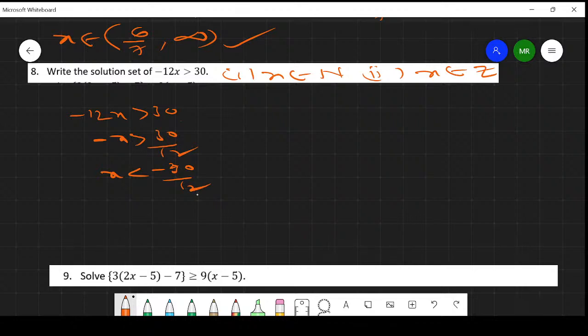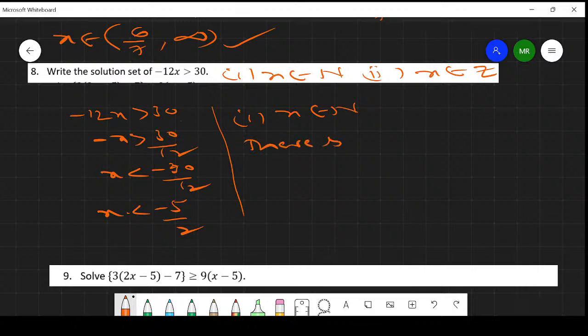This will be 5 by 2. X less than minus 5 by 2. But in case 1, you can observe here, x is a natural number. When x is a natural number, left of minus 5 by 2, there is no natural number, so there is no solution here. Understood? There is no natural number less than minus 5 by 2.